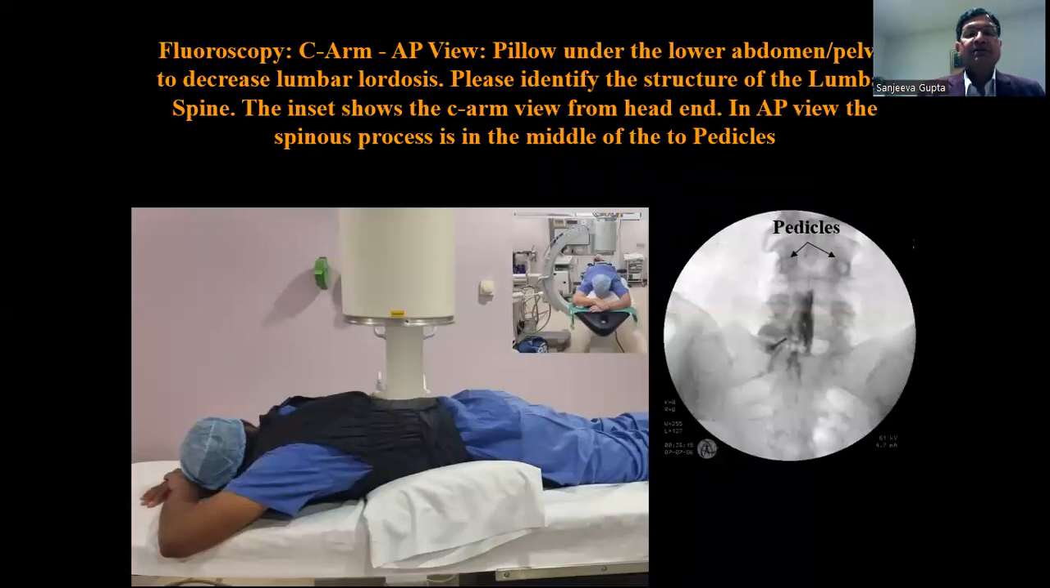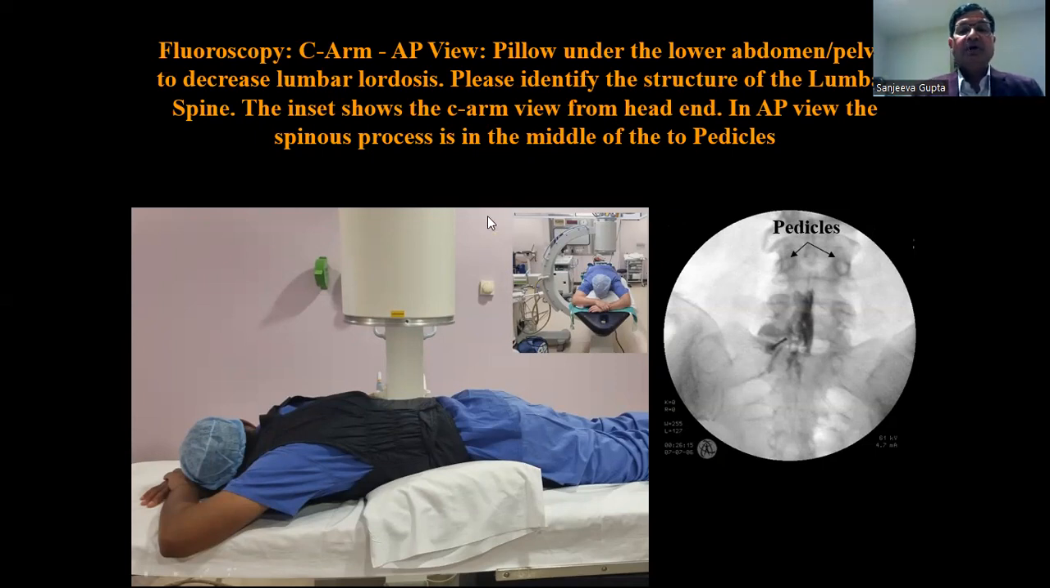Proper positioning is also extremely important. I normally place a pillow under the pelvis and the abdomen, as you can see here, or you can place sheets also. This will eliminate the lumbar lordosis and make the procedure easier as well, in my opinion, to navigate the needle.